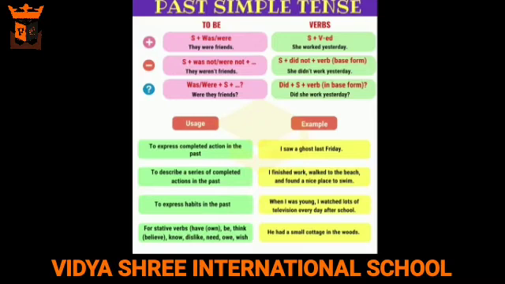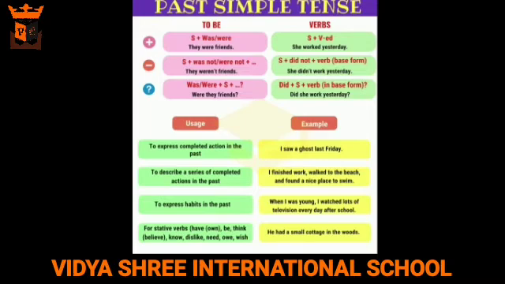It is used to express completed actions in the past. For example, I saw a ghost last Friday. It is used to describe a series of completed actions in the past. For example, I finished work, walked to the beach, and found a nice place to swim. It is used to express habits in past. For example, when I was young, I watched lots of television every day after school.